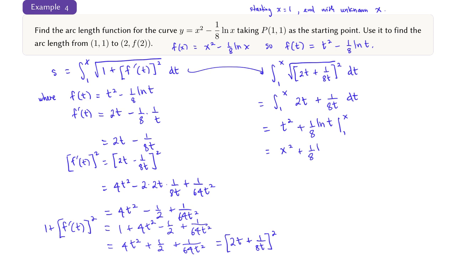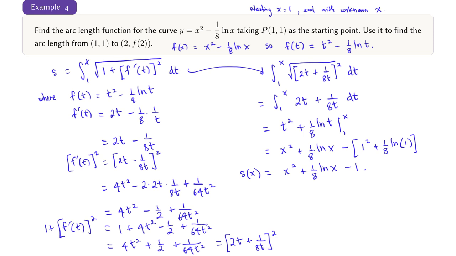Plug in x, we have x squared plus 1 over 8 ln of x. Plug in 1, we have 1 squared plus 1 over 8 ln of 1. But ln of 1 is 0. And so this is x squared plus 1 over 8 ln of x minus 1. This is the arc length function starting at the point (1, 1) with the ending arbitrary x.